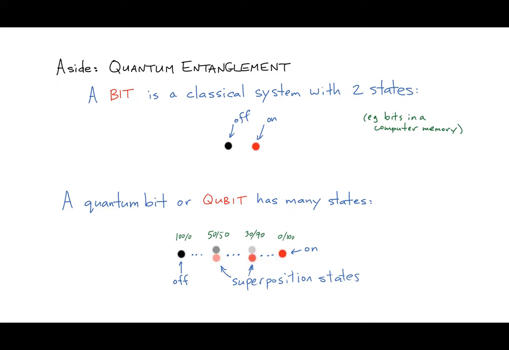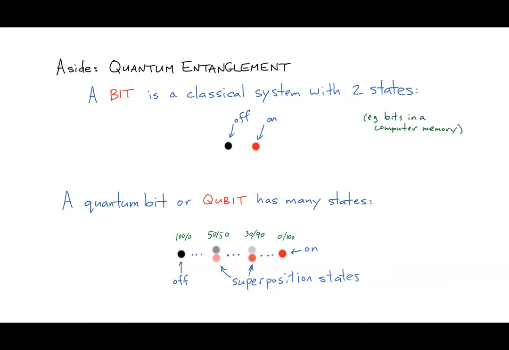Because now, if you have a bit and it can only have one of two states, then I could describe pretty easily all the possible quantum states of the bit as well. The classical bit could be on or off. The quantum bit could be on or off, or it could be 50-50 on, off, or it could be 30 on, 70 off. So there are all these superpositions.